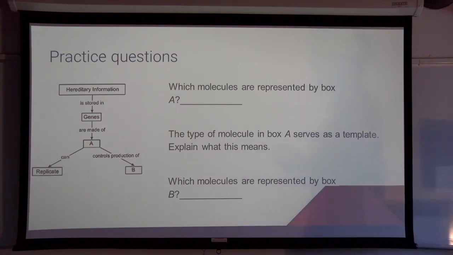And which molecule is represented in B? What do you guys think about this one? Thinking about it? So let's see. If that's DNA, DNA can be replicated and it controls the production of where we started. Cells. No, it doesn't produce a cell. It has the information for that cell. So B represents protein, is an example of something that would be made from it.